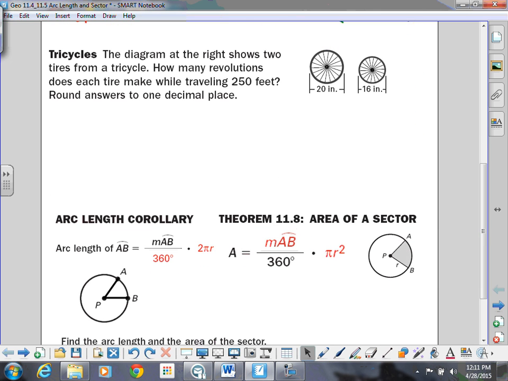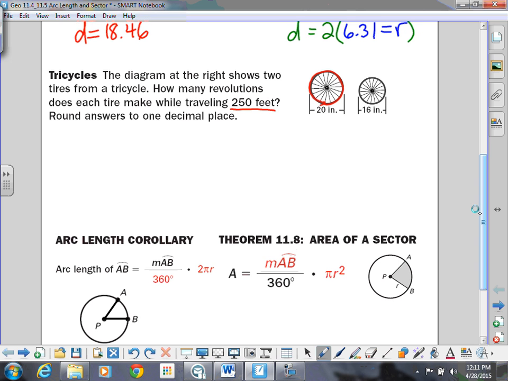So we have these two tires from a tricycle, and it's asking us to figure out how many times do these tires revolve. Remember, a revolution means one time around. All right, so how many times do they go around in order to travel 250 feet? And each of these, they tell us the diameter: here this is our diameter, 20 inches, and over here this is our diameter, 16 inches.